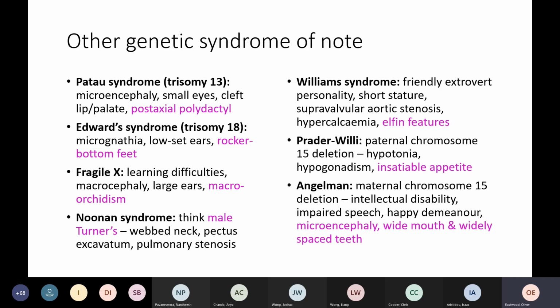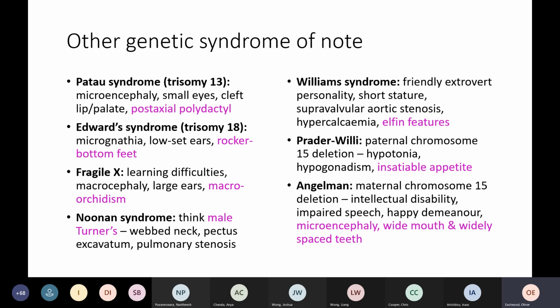Fragile X was the bottom right, and has quite a characteristic look: the large ears, the macroorchidism everyone remembers, and they'll also have learning difficulties and can get seizures as well. With Noonan's, which is like male Turner's, the webbed neck, seen in 75% of males, gives it away, but the pulmonary stenosis murmur is also a key way to pick it out.